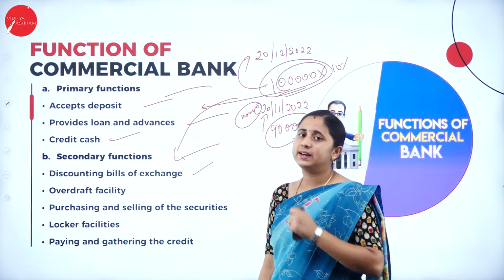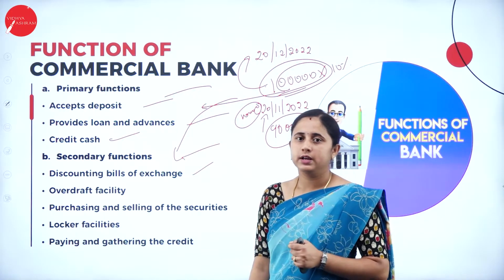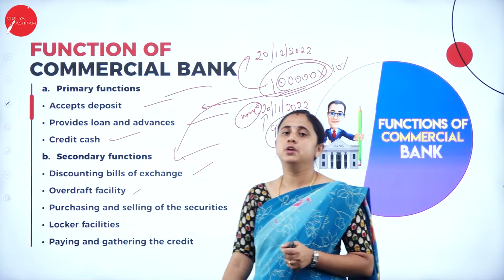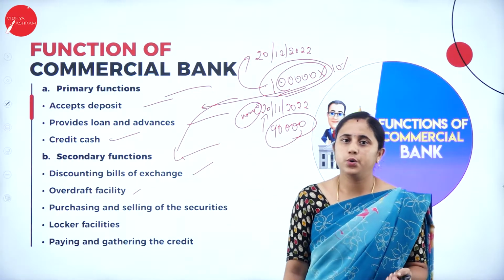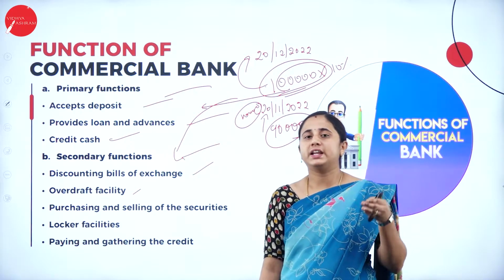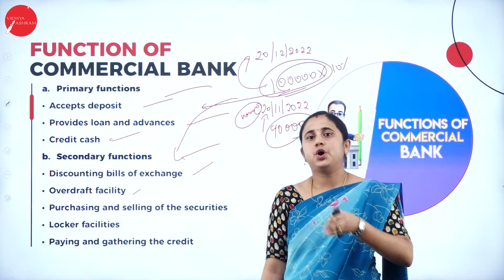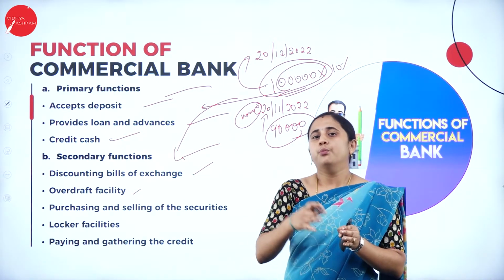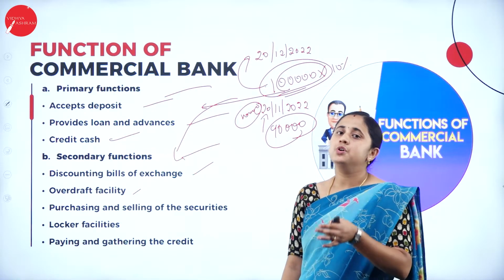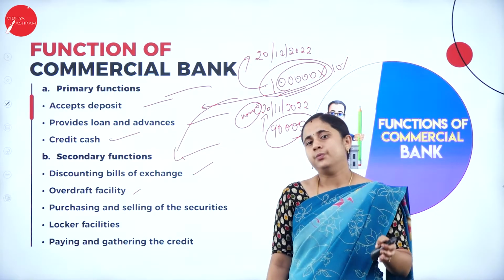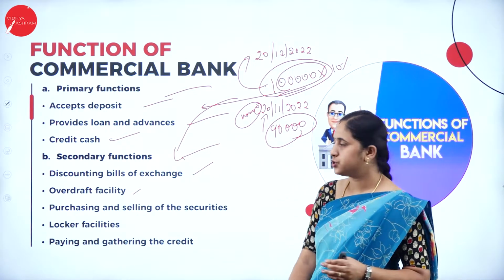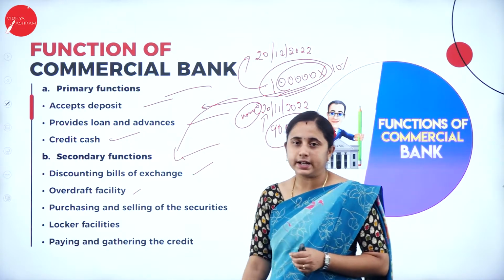It comes under the secondary functions of a commercial bank. So next one, overdraft facility. As a commerce student, you all know overdraft. What do you mean by overdraft? Overdraft is a facility given to the current account holder. You can withdraw more money or excess money from your account. The bank is going to charge for those services. This facility is given to the current account holder, and this also comes under the secondary functions.